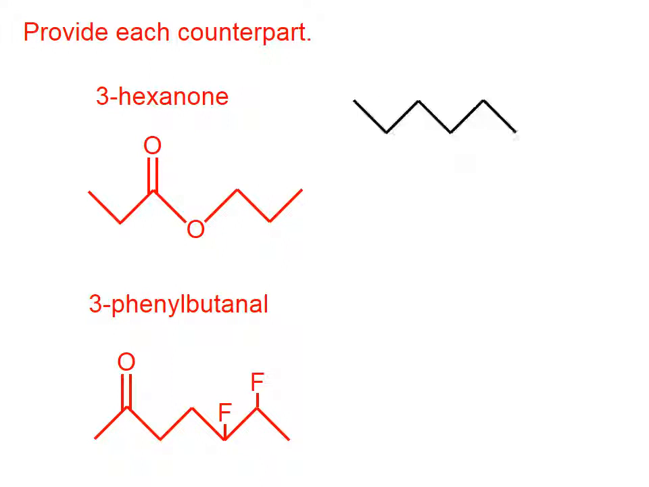So let's try this. 3-hexanone. We're going to draw 6 carbons in a row. This is a ketone, which means off of carbon number 3 we have our double bonded oxygen.